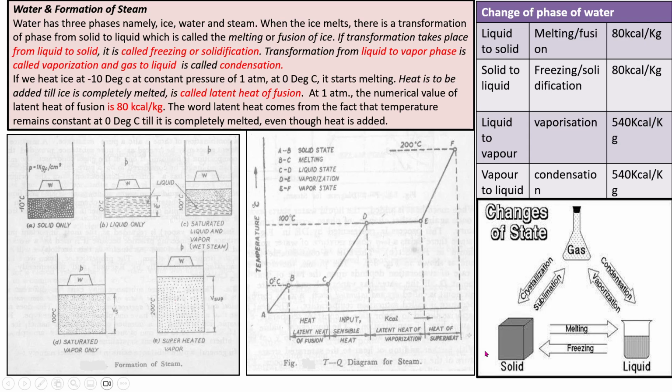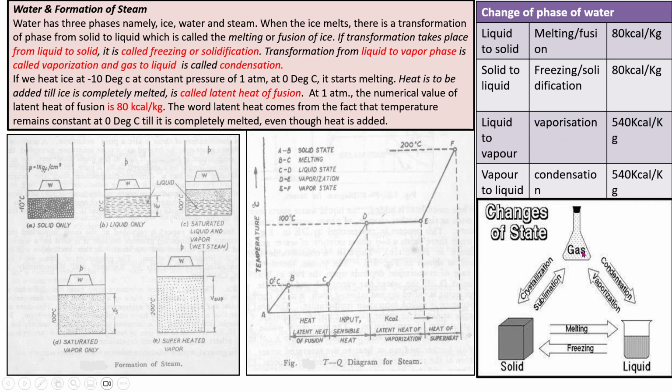Liquid to solid, we call it freezing, and the latent heat is 80 kilocalorie per kg. Solid to liquid is again called melting, and it is also 80 kilocalorie per kg.